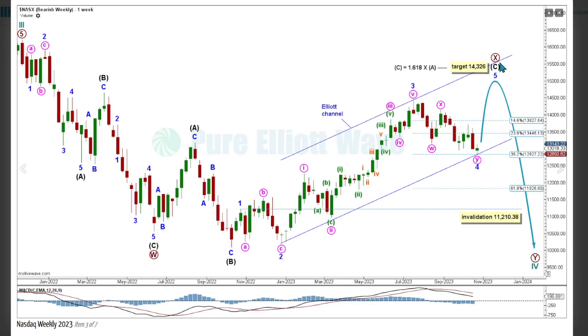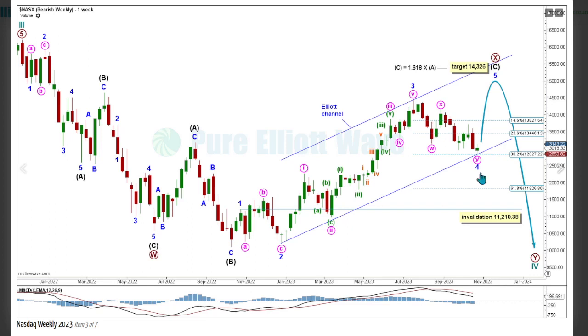If minor wave 4 does continue any lower, then it cannot move into minor wave 1 price territory at 11210.38. And with price moving higher, intermediate wave C has a target calculated at 14326, the 1.618 Fibonacci ratio of intermediate wave A.